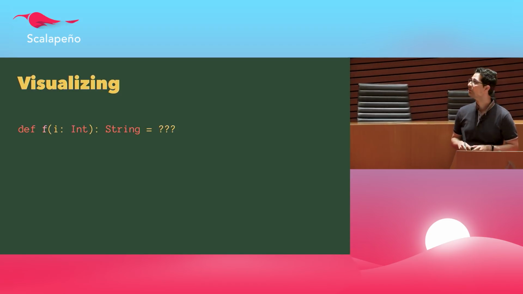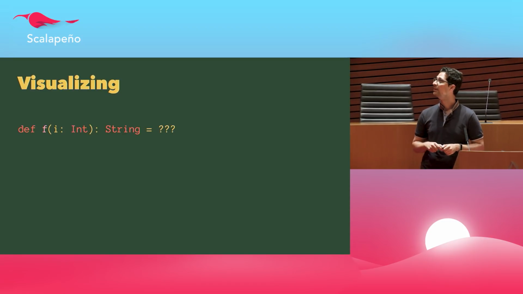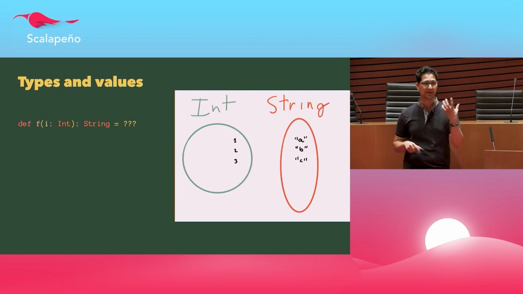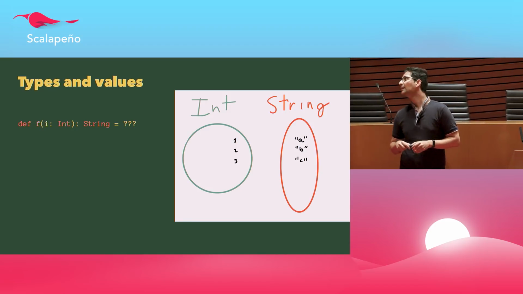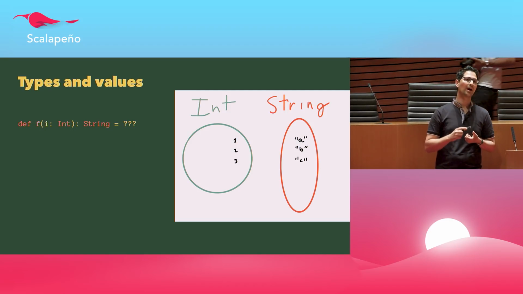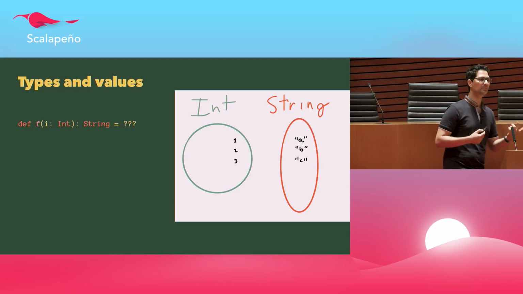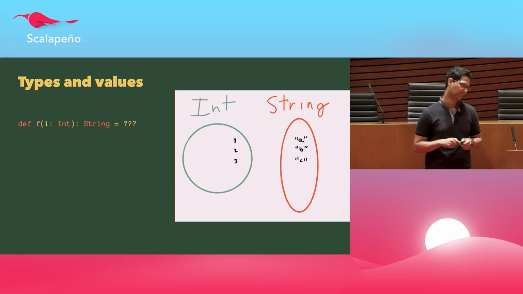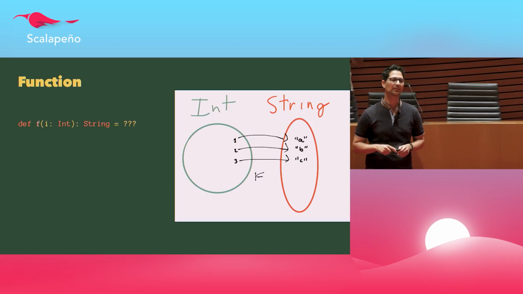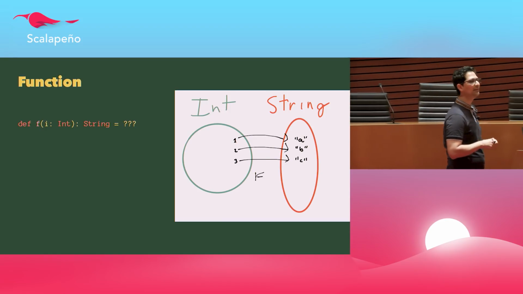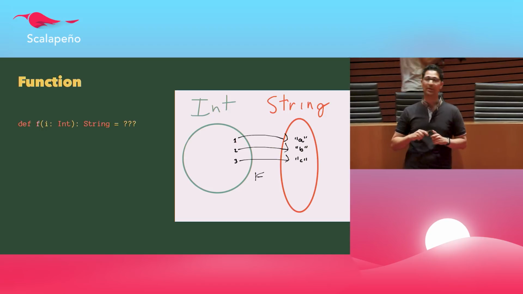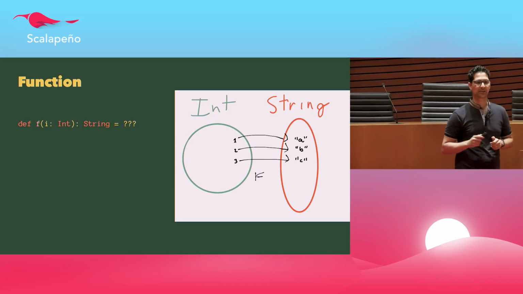What's going on here? Well, we have an input, it's an int, and we have an output, it's a string. The way to visualize this would be like this. We have types, these circles, ints and strings, and we have values: 1, 2, 3 for ints, or A, B, C for strings. The function is simply the mapping between those values. I don't really need to know anything about the implementation. What matters here is the function signature.